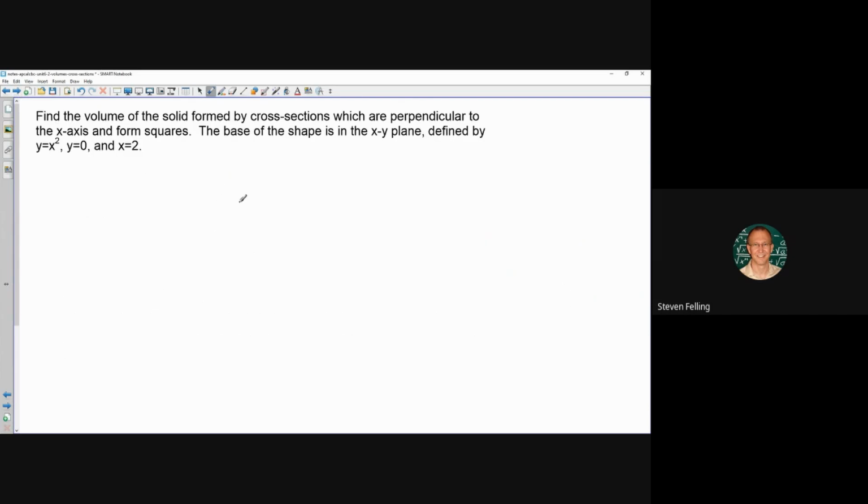It says, find the volume of the solid formed by the cross-sections which are perpendicular to the x-axis and they form squares. The base of the shape is in the xy plane defined by the curves y equals x squared, y equals 0, and x is 2.